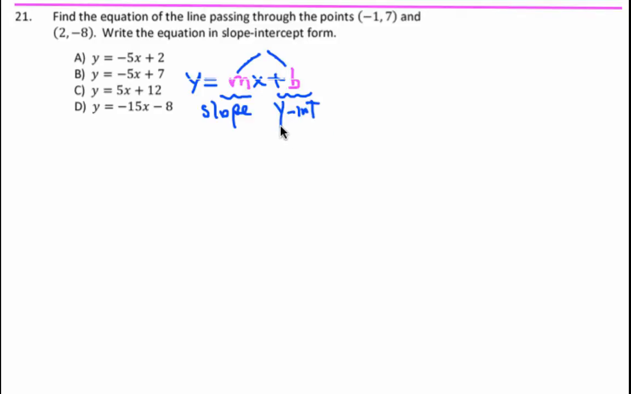Now, they did not tell you the slope nor the y-intercept explicitly, but they gave you enough information that you can find it. We can find the slope using the slope formula. So we need to identify our 2 points so we plug in properly. It doesn't matter which point you refer to as the first point and which point you refer to as the second point. So let's call this the first point. And let's call this one the second point.